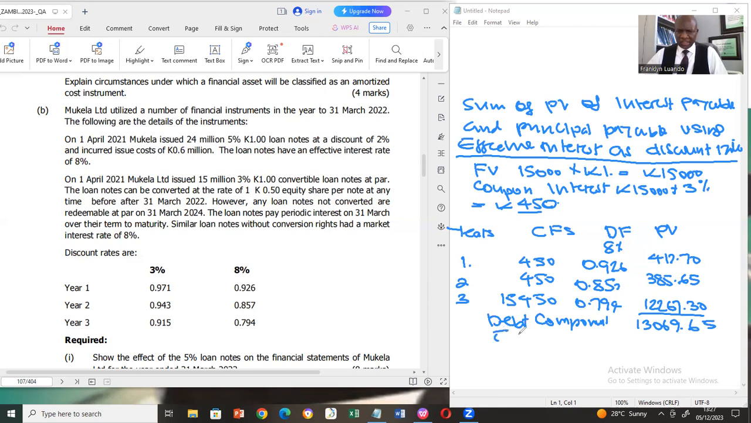The equity component is the residue or balancing figure, the equity option. The balancing figure there will be the difference between the initial loan and the debt. This will give us 1,930.35. That will be the equity option. Is that okay now?